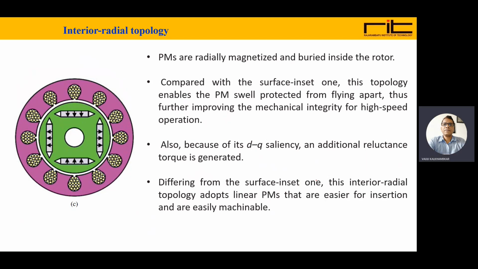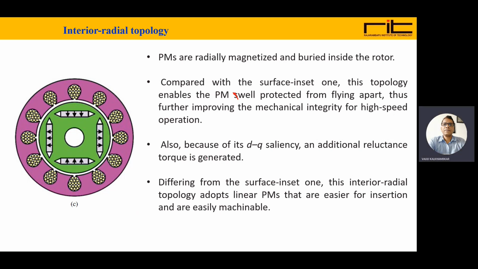The third type is interior radial topology. In the interior radial topology, the permanent magnets are radially magnetized and buried inside the rotor. You can see the magnets are now very much buried inside this rotor portion. Compared with surface inset, this topology keeps the permanent magnets well protected from flying apart, thus further improving the mechanical integrity for high-speed operation. As they are sufficiently buried, the mechanical strength is very good and magnets will not dislodge at high speed.